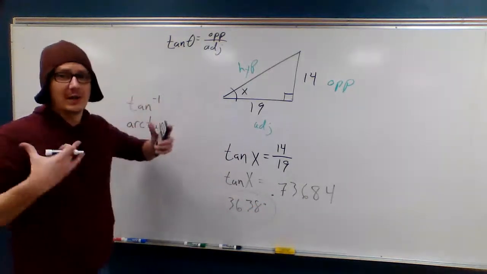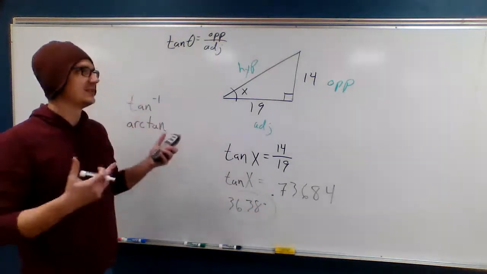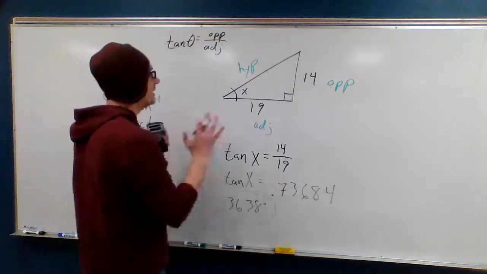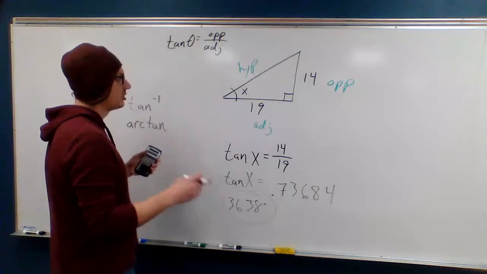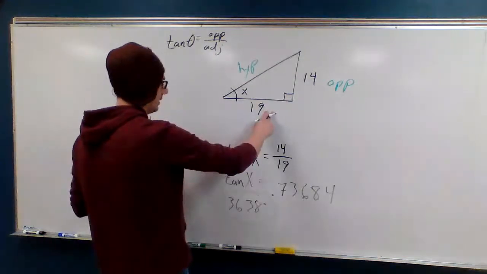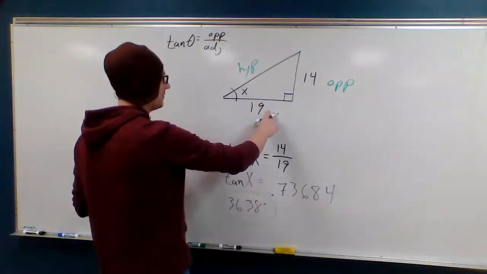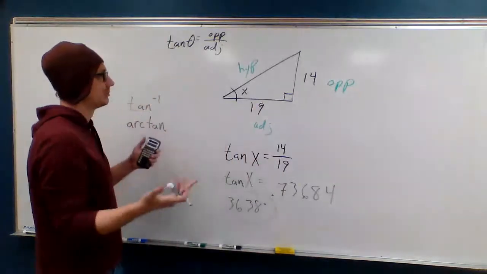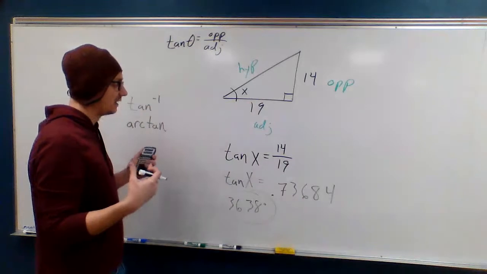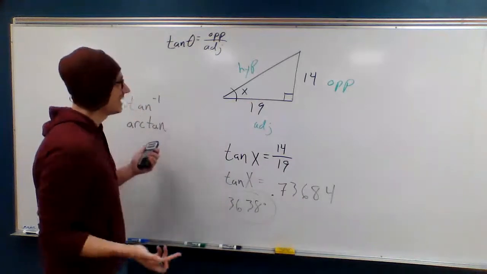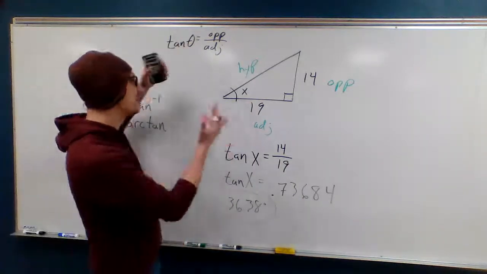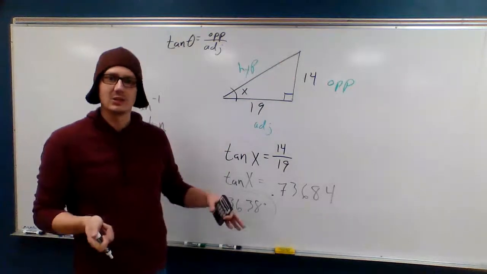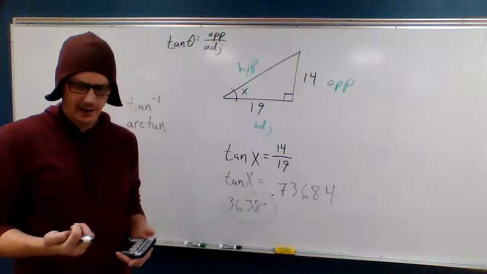I should also check: does that make sense? Does that seem like a reasonable amount? Well, I know that tangent is opposite over adjacent, and because I'm getting 14 over 19, I should have an angle measurement less than 45. And 36.38 is less than 45, but still kind of close, because the sides are relatively similar to each other. This seems like a reasonable answer to me, so I feel pretty good about my process, okay?